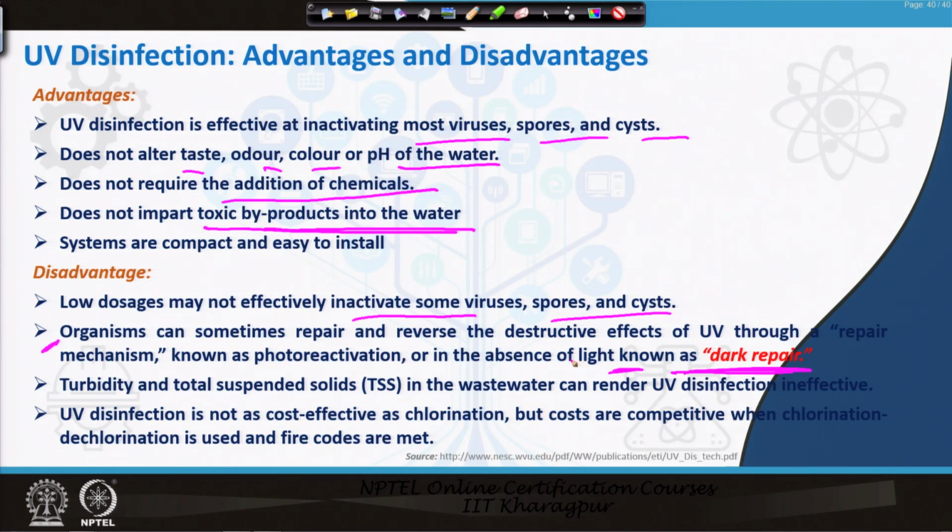On the other hand, the turbidity and total suspended solids in the water can also render UV disinfection ineffective. So, if there are turbidity or total suspended solids present in the water, then UV disinfection might not be very effective. Also, it is not a cost effective option. The requirement of cost and energy is relatively higher as opposed to chlorination.